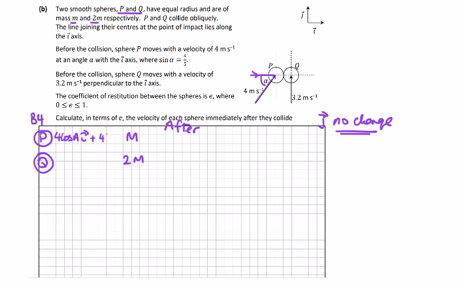plus 4 sine alpha in the j. And then after, we are going to have, let's call this velocity 1 in the i, plus 4 sine alpha in the j. We have velocity 2 in the i, and initially this is only going in the j direction, so initial velocity 0 in the i, plus 3.2 in the j.